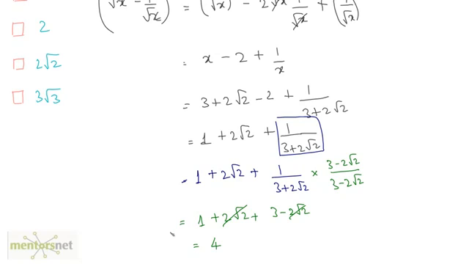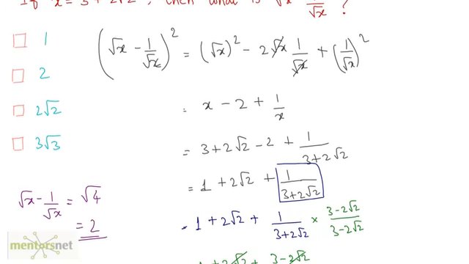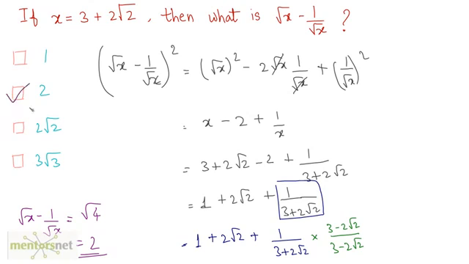Now keep in mind that this is the value of root x minus 1 by root x whole square. But that is not what we want. We want the value of root x minus 1 by root x. So taking under root on both the sides, I get root x minus 1 by root x is equals to under root of 4. And under root of 4 is 2. So the value that we've got is 2. So option B is the right answer.